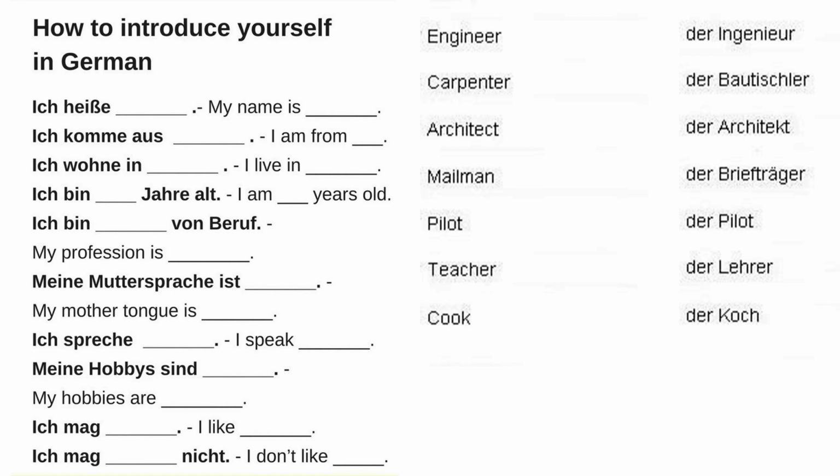Meine Muttersprache ist Hindi, English, und Deutsch. My mother tongue is Hindi, English and German. I can say my mother tongue is Hindi. So, meine Muttersprache ist Hindi. Ich spreche. I speak. So, ich spreche Hindi, English, Deutsch, Französisch, Chinesisch und Japanisch.